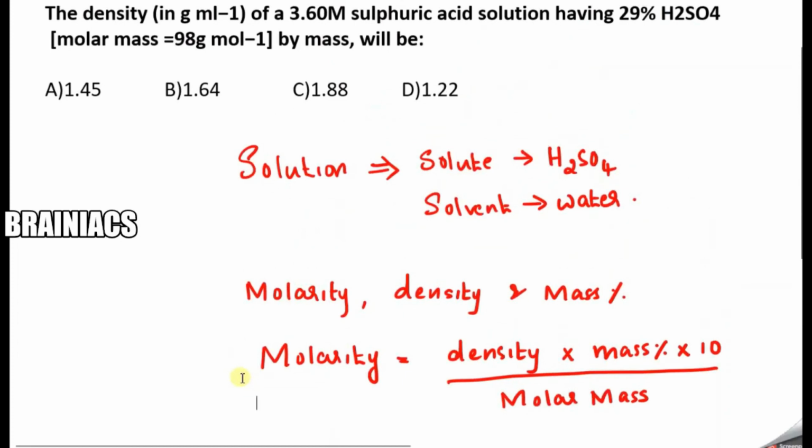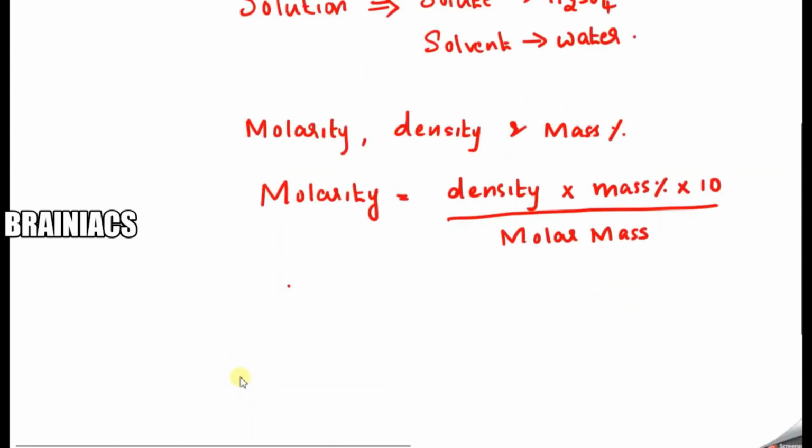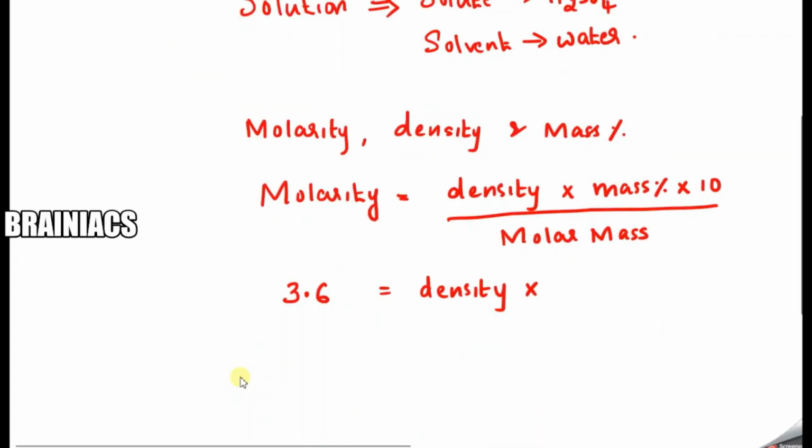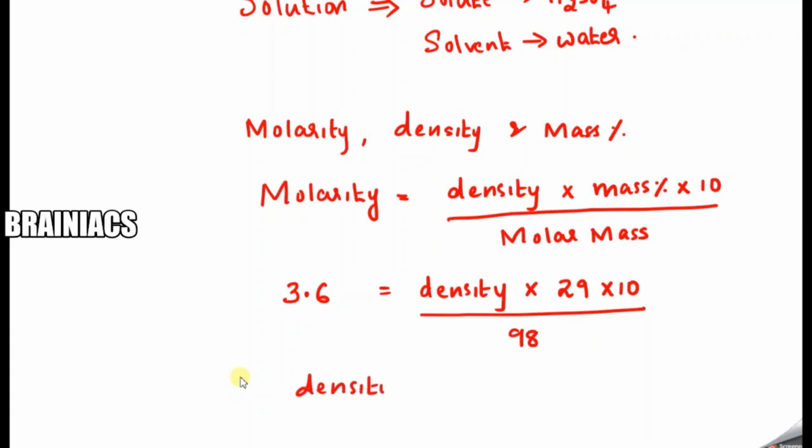So how can we substitute? What are the values given? Molarity is 3.6. Density is what you need to find out. The mass percentage is 29%. That means 29 gram of the solute is present in 100 gram of the solution. So 29 into 10 divided by the molar mass of H2SO4, that is 98. Now if you rearrange, density is equal to 98 into 3.6 divided by 29 into 10.